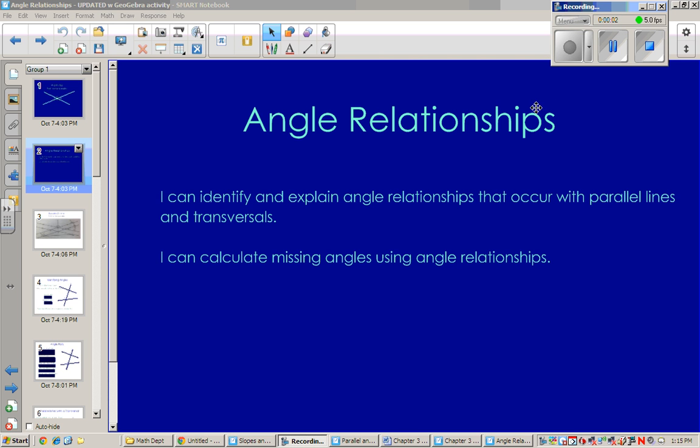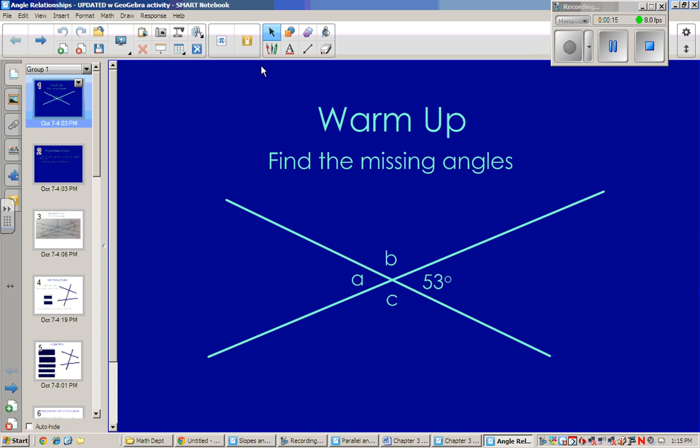Hello, today we will be learning about some angle relationships, and by the end of the day you should be able to say that you can identify and explain the angle relationships that occur with parallel lines and transversals and calculate missing angles using those relationships. Now the first thing we should look at is if we want to find missing angles.